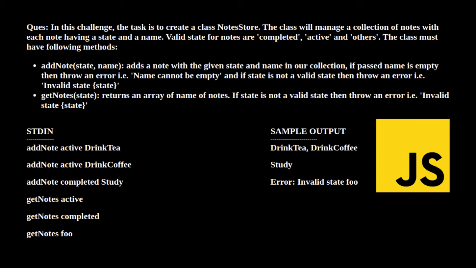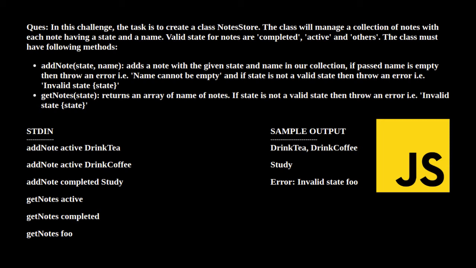Okay, so what addNode will do is it will simply add a node with a given state and a name in our collection, and we also have to check for two cases. If the passed name is empty, then we have to throw an error "name cannot be empty", and if the state is not valid, then also we have to throw an error "invalid state" and the state's name. And in getNodes we have to simply return an array of names of nodes, and if it's not a valid state, then simply throw an error.